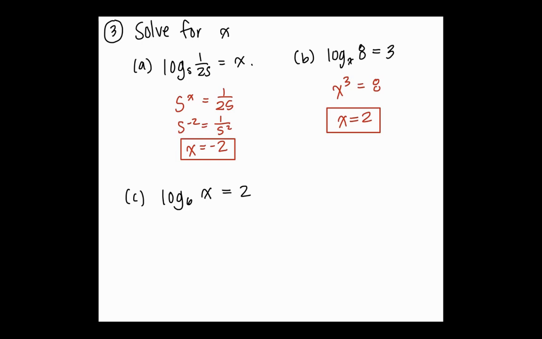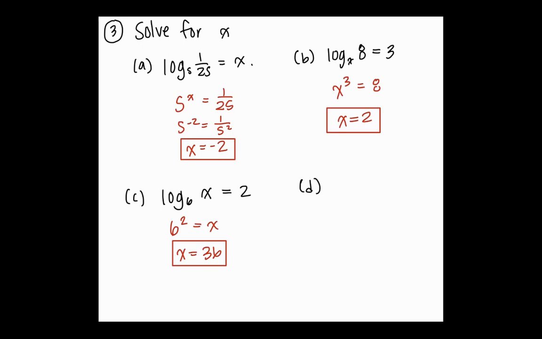So once again, I'm going to put this into my exponential form. So I have 6 squared equals x. This one's simple. X is 36. We don't even have to hardly think about that one.